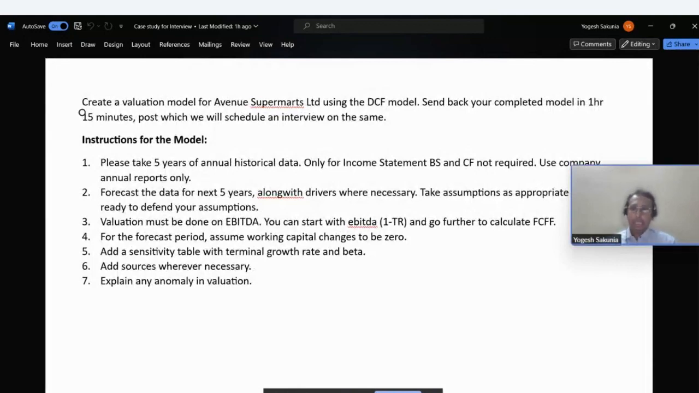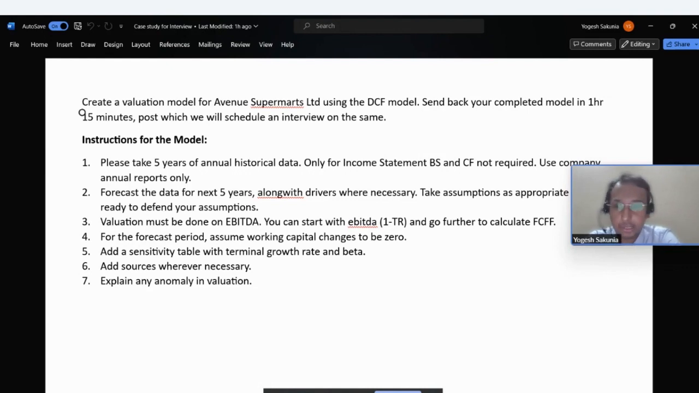So this was sent to him on an email, and he was asked to build a model on this one. It says create a valuation model for Avenue Supermart, which is basically DMart, using the DCF model. Send back your completed model in about 1 hour 15 minutes, post which we will schedule an interview on the same. Some instruction was also given.